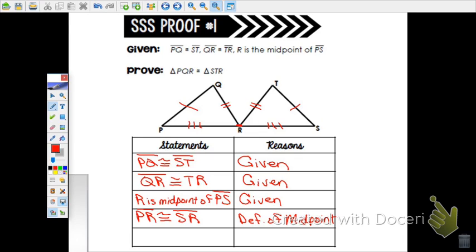So my last statement is going to be what I want to prove. Triangle PQR is congruent to triangle STR, and the reason is side, side, side. So, not too bad, right? So again, we have to show those three pieces of information to be able to say the triangles are congruent.